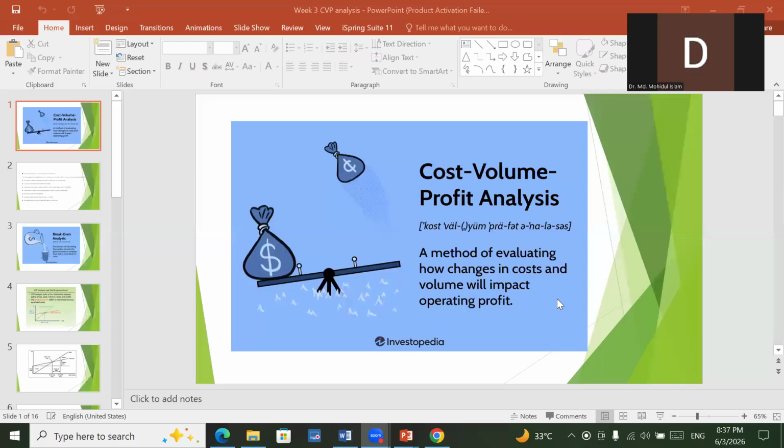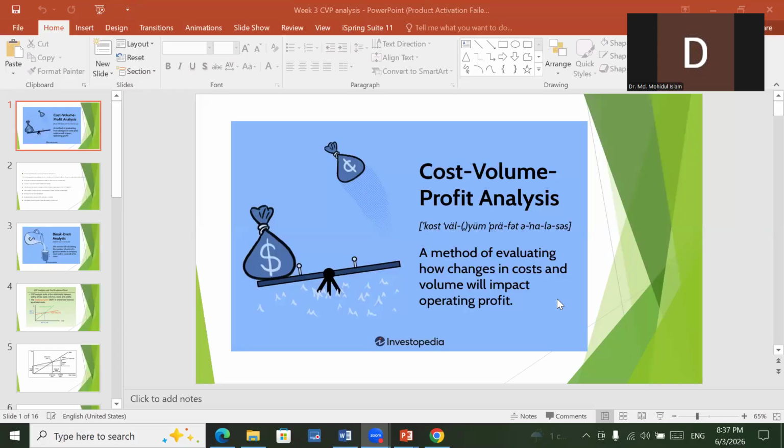Cost, volume, profit, cost, volume, and profit analysis. Volume means quantity, and profit means sell minus cost. Ultimately, we will get profit.